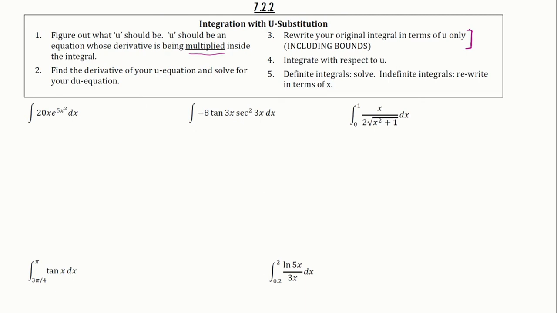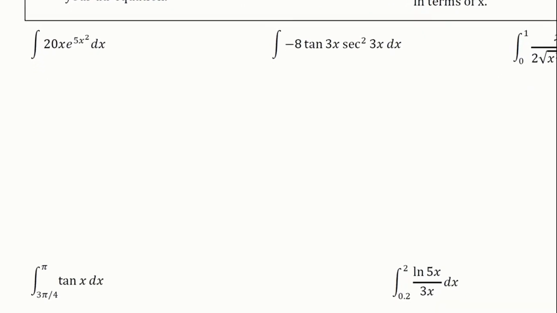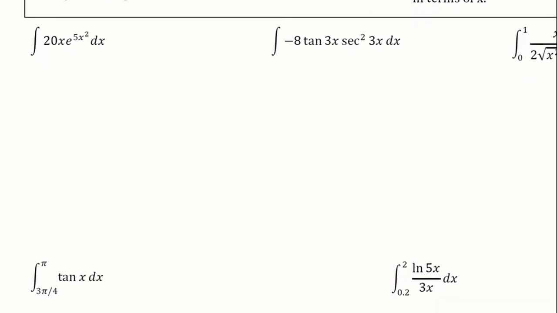So when you're figuring out what U should be, again, sometimes you'll be wrong the first time, but there's only a certain number of functions that you're going to see here. Like here I have 20x, I have e, I have 5x squared. I only have a few different things I'm seeing. I'm seeing an x, I'm seeing an e, I'm seeing 5x squared. So it's not like there's an infinite number of U's to pick.